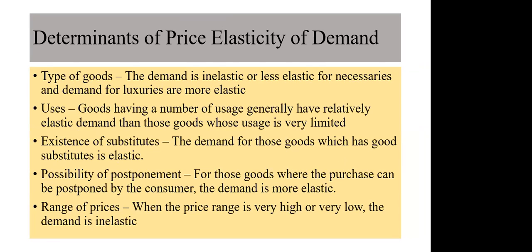Next, there are some determinants of price elasticity of demand. There are 5 determinants which are very important. First one is type of good. Now, type of good, what does that mean? Necessary, luxury, comfort, we all know. So what are the necessaries? Like food, clothes, shelter, all these things.